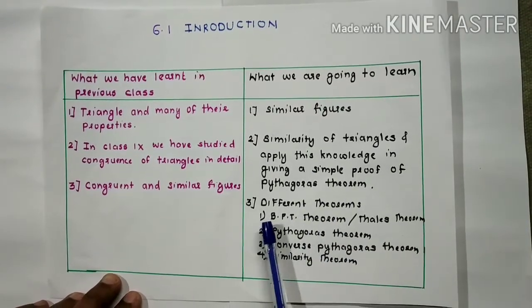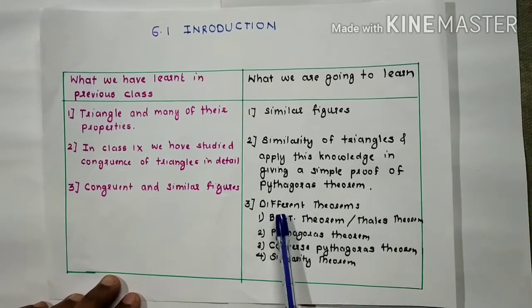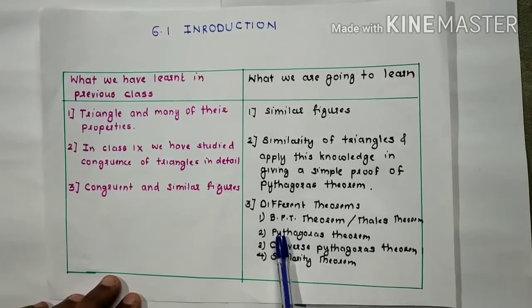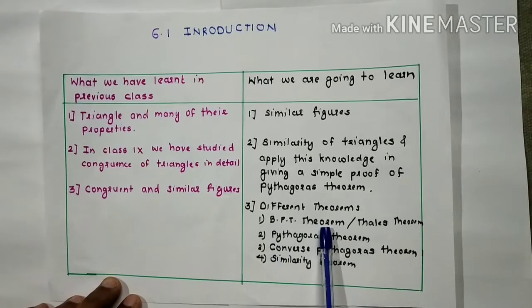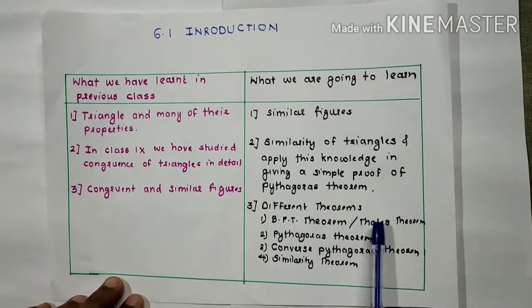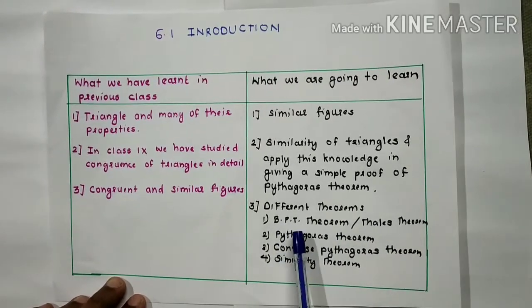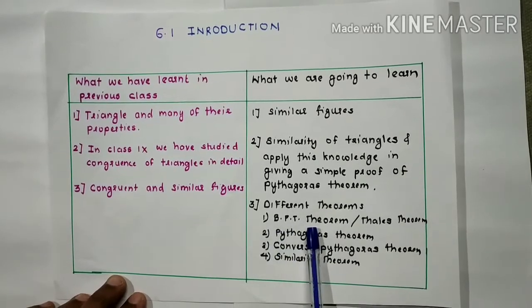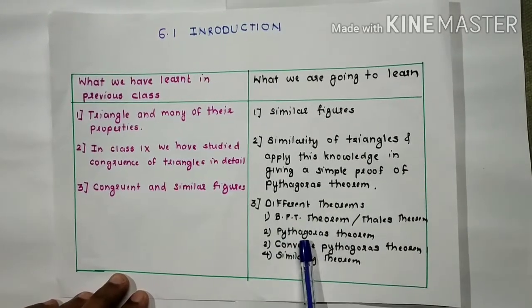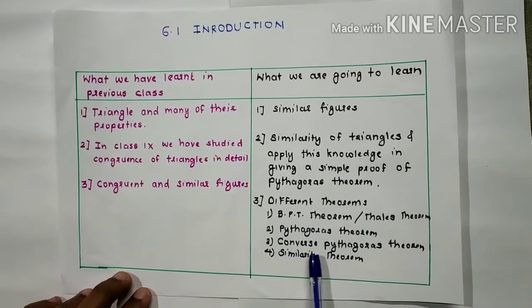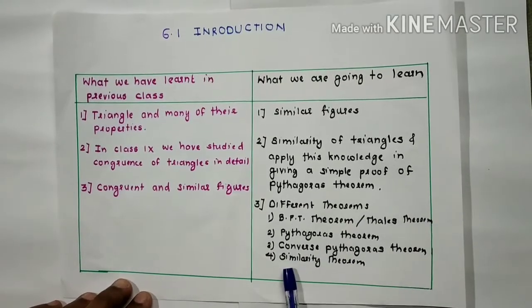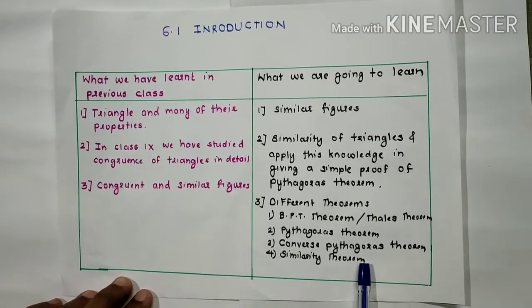And third one is different theorems. So in this chapter there are many theorems. First BPT theorem, in short, and Thales theorem. BPT means basic proportionality theorem. And second one is Pythagoras theorem, third one is converse Pythagoras theorem, and fourth one is similarity theorem.